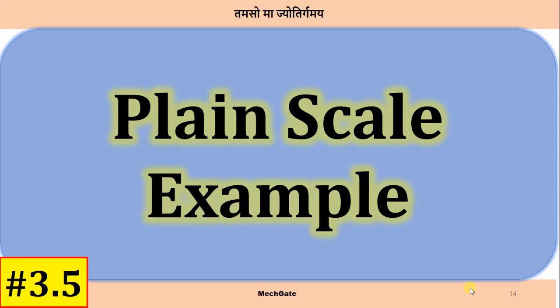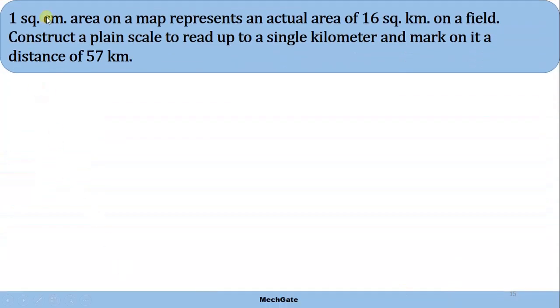In this video lecture series, we are learning about the plain scale and how to construct a plain scale. So for further practice, let's solve one more problem related to the plain scale. 1 square centimeter area on a map represents an actual area of 16 square kilometers on a field. Construct a plain scale to read up to a single kilometer and mark on it a distance of 57 kilometers.